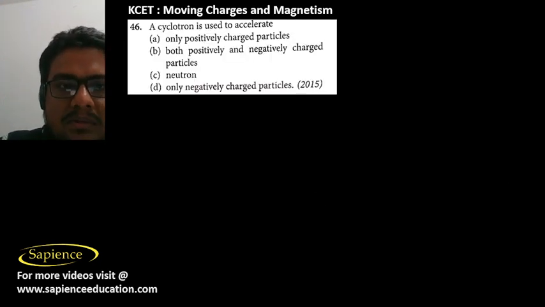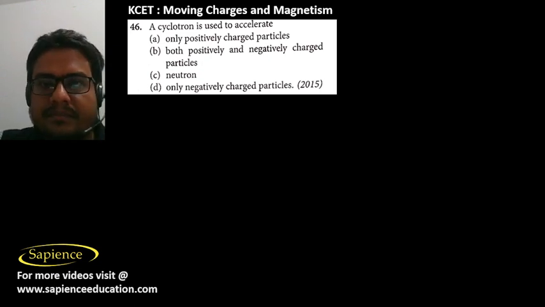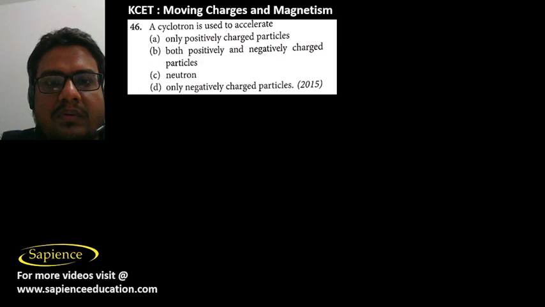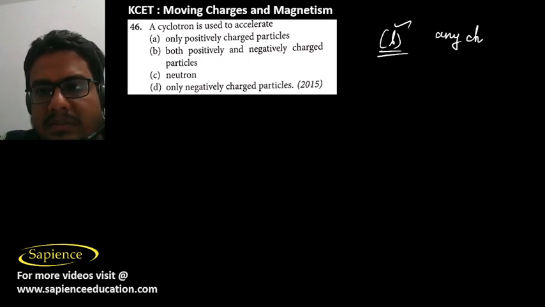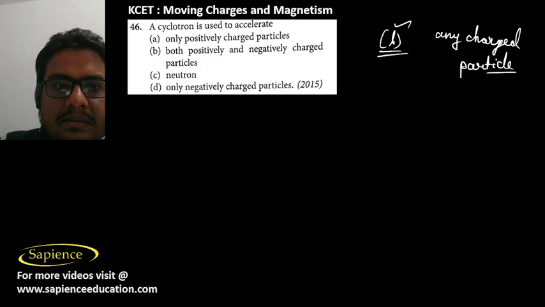Then in question number 46, it is told a cyclotron is used to accelerate only positively charged particles, both positive and negatively charged particles, neutron, only negatively charged particles. So option B is the correct answer, since a cyclotron is used to accelerate any charged particle. But if it is uncharged, then it cannot accelerate that. So it means that a neutron cannot be accelerated. So option B is the correct answer.